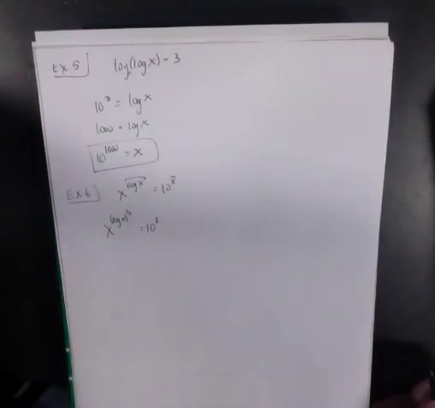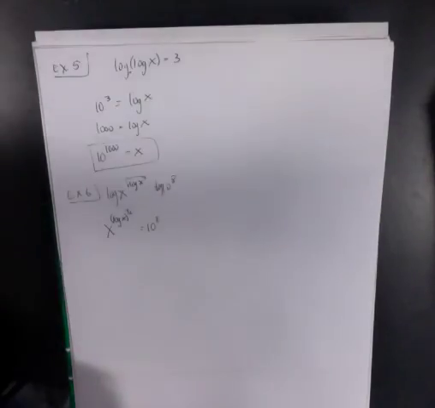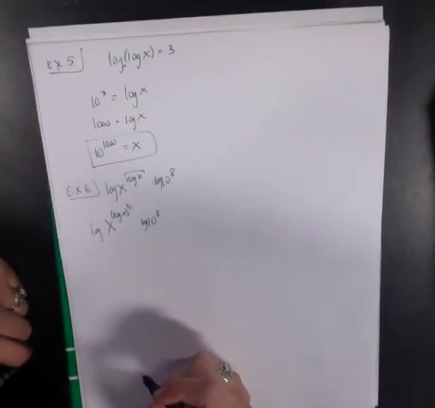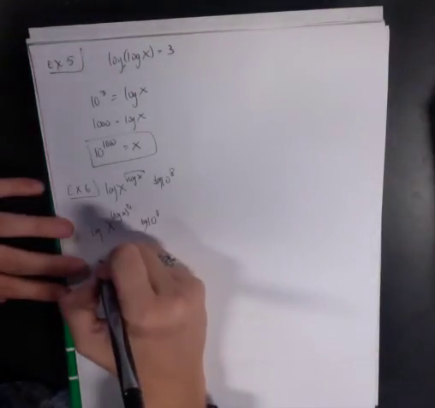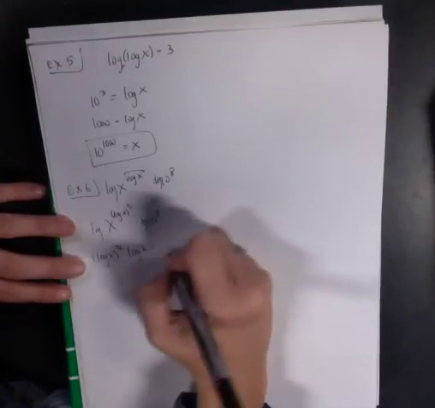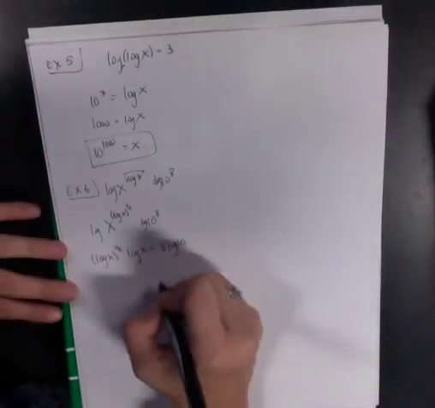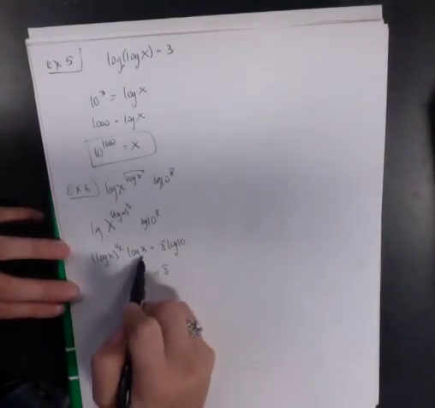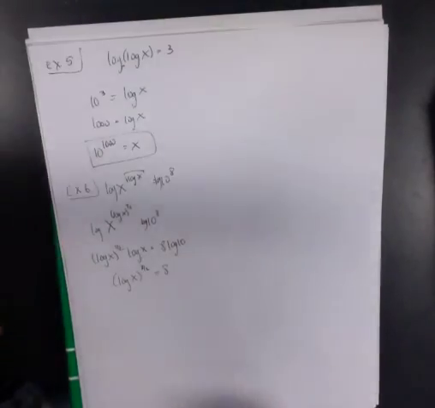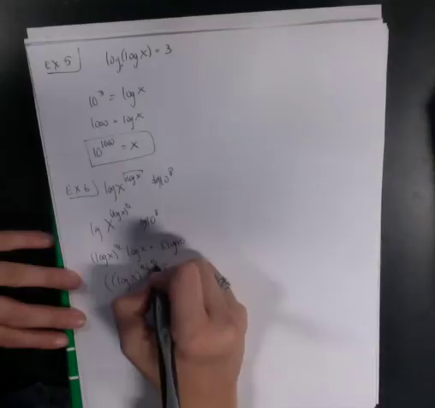Now, I can take the log of both sides. So this gives me log of x to the 1/2 times the log of x equals 8 log 10, which we know that this is just 8. And here, if I have two things of the same base being multiplied, I add their powers. So I get the log of x to the 3/2. Then, to get rid of the 3/2, I can raise both sides to the 2/3.